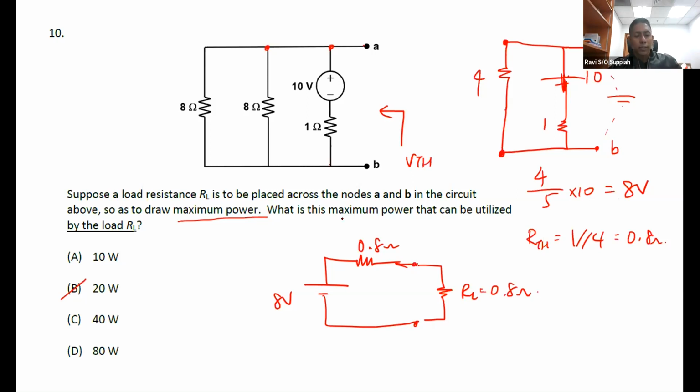Okay, so the main thing is, as long as you see maximum power, the direction is towards Thevenin's. All right, so that is the idea you must have.